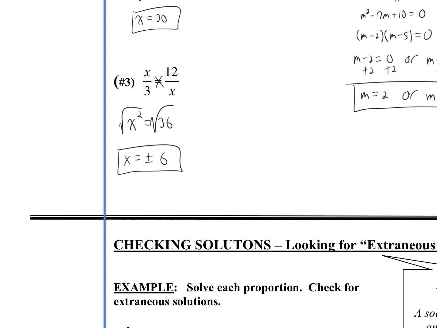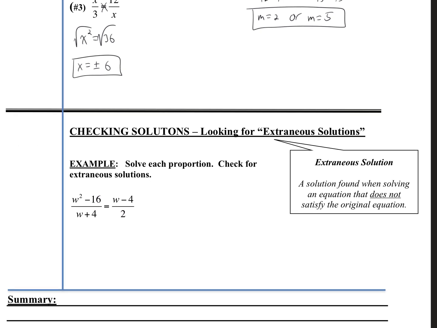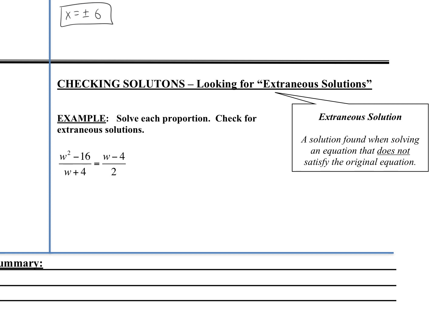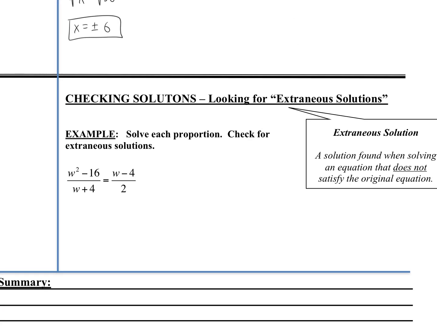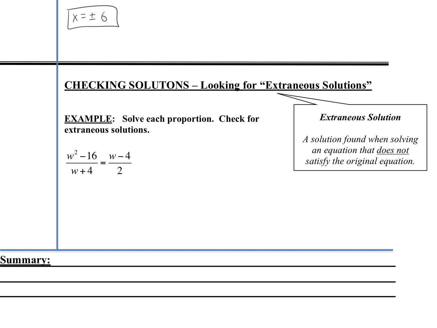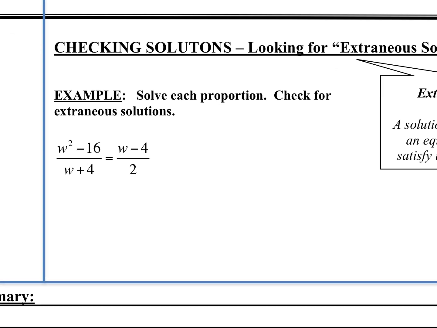All right, sounds good. Okay, checking for extraneous solutions is more of an Algebra 2 thing, but we'll go ahead and do this here because it's good practice. Basically, an extraneous solution is like a fake solution, right? It looks like it's going to work out when you solve it, but if you plug it back in, it's not going to work out. And you'll see what we mean here in a second, okay? So let's go ahead and do this.